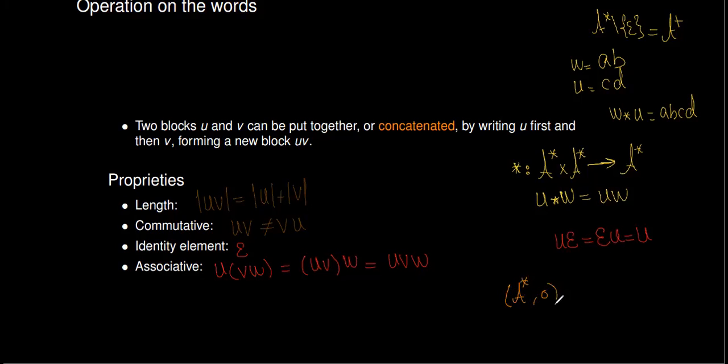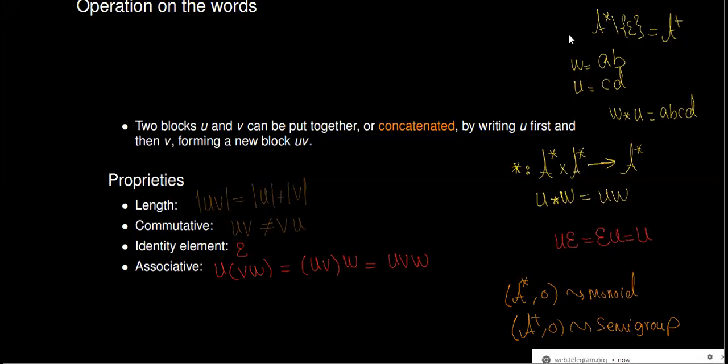This structure would be a monoid, and this structure without the identity element would be a semigroup. Okay. So right now we have one algebraic structure, but we don't need that too much here.